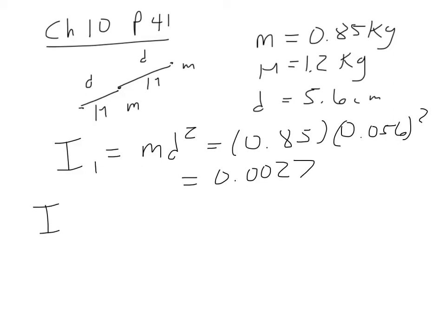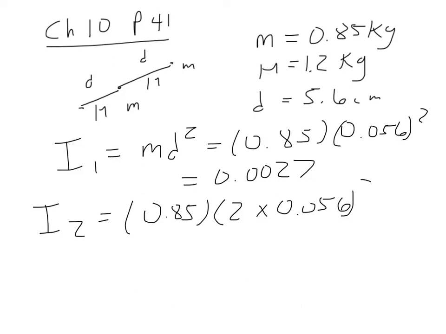For the second mass, now we're a distance of 2d away from the rotational axis, so this is going to be 0.85 multiplied by 2 times 0.056, make sure to put that into meters, squared. And we get an I2 value equal to 0.011. So that takes care of the first two objects.